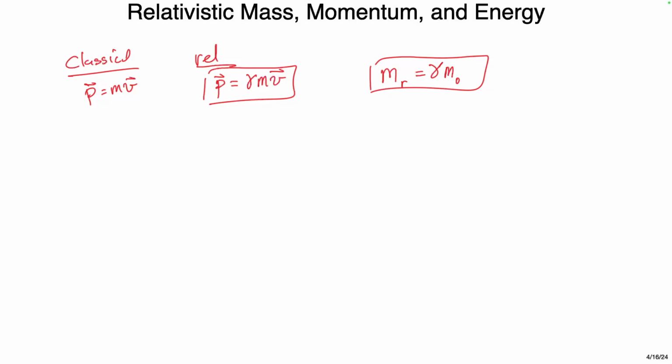What's the mass of a photon? 0. In other words, the only way to go the speed of light is to have 0 mass. And the only thing that has 0 mass is light. So what's the only thing in the universe that moves at the speed of light?